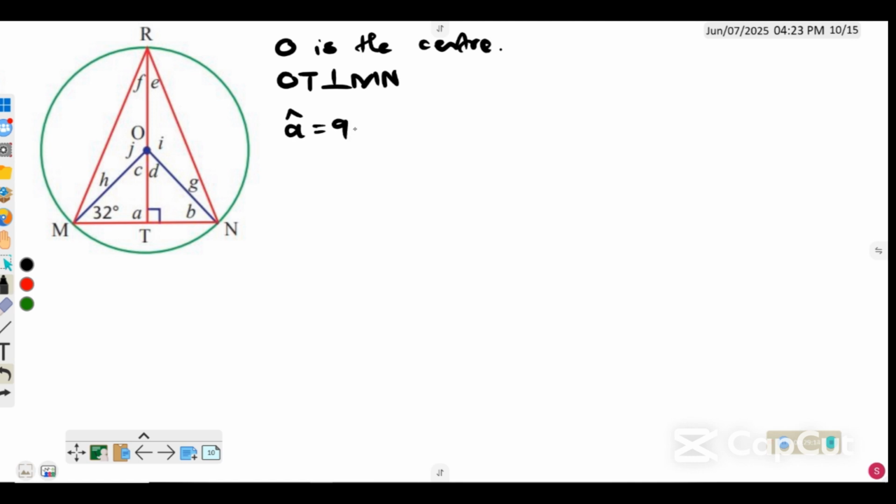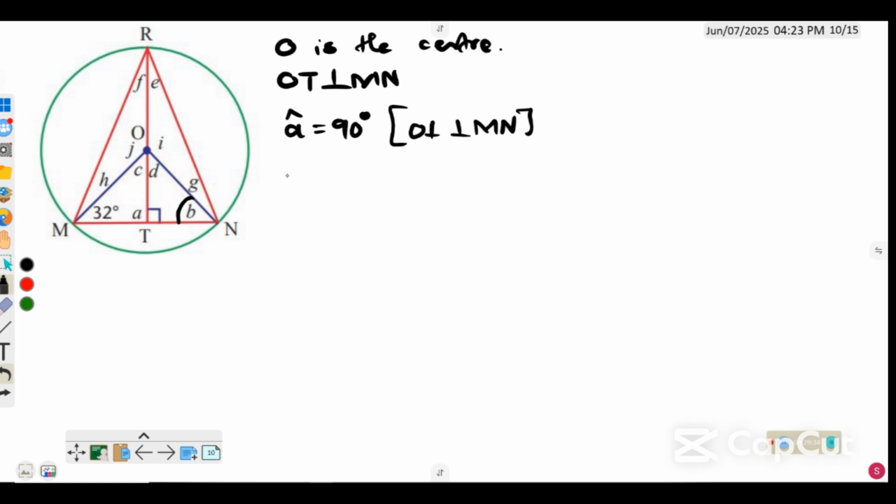Okay, so by default you can find angle A. Angle A is equal to 90 degrees. Why is that? The reason is OT is perpendicular to MN. Or you could have used angles on a straight line, because we have a 90 here, which means it must be a 90 even on the other side. Let's find angle B. Where's B? There's B right here. How do we find B?